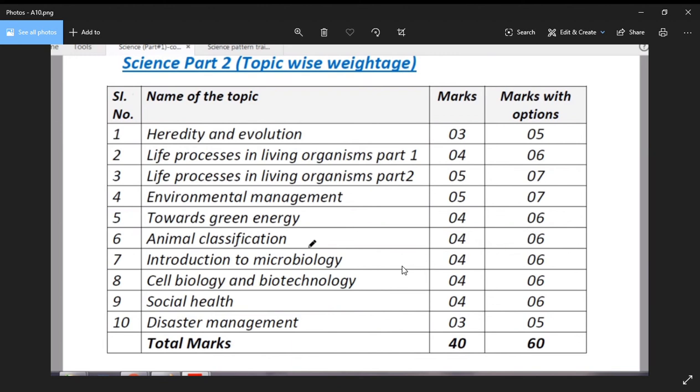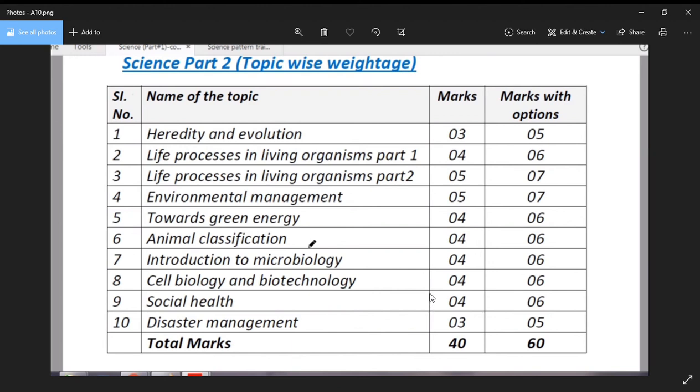Chapter 7, Introduction to Microbiology, compulsory marks 4, marks with option 6. Chapter 8, Cell Biology and Biotechnology, compulsory marks 4, marks with option 6. Social Health, compulsory marks 4, marks with option 6. Disaster Management, 3 marks and marks with option 5. It means that your paper with option is 60 marks and the total compulsory marks are 40.